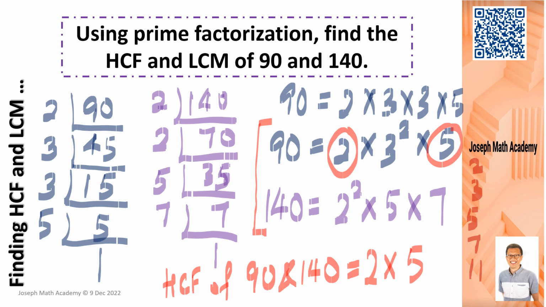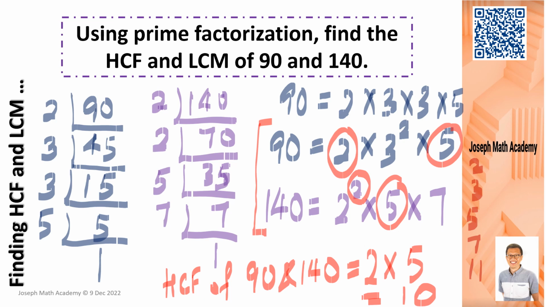Okay, so the common multiple of 90 and 140 is 10. 2 times 5, 10. So this is common. This is common. Okay, right? I hope I'm not confusing you. Okay, now do play back this video if you are a little bit confused.